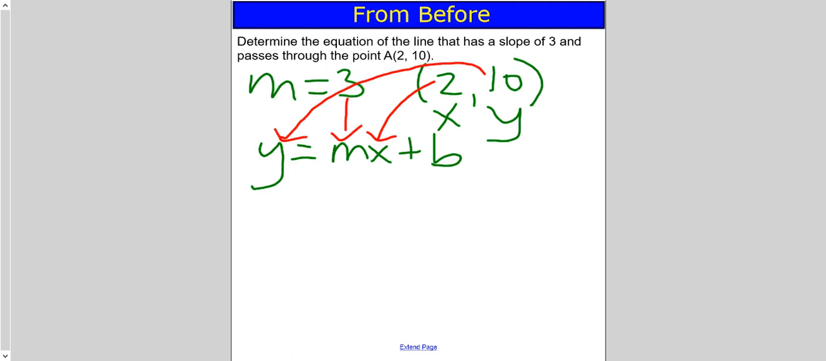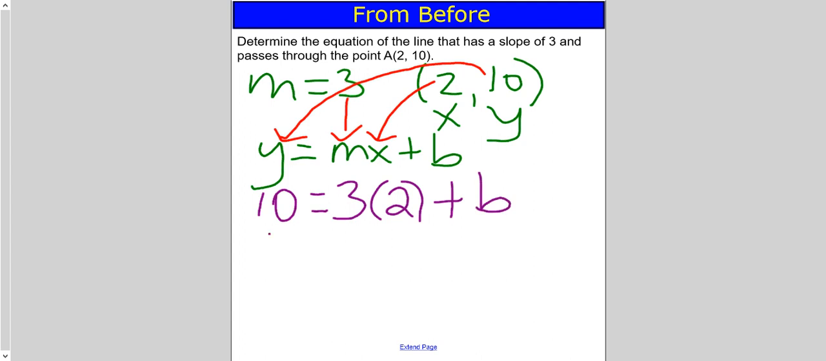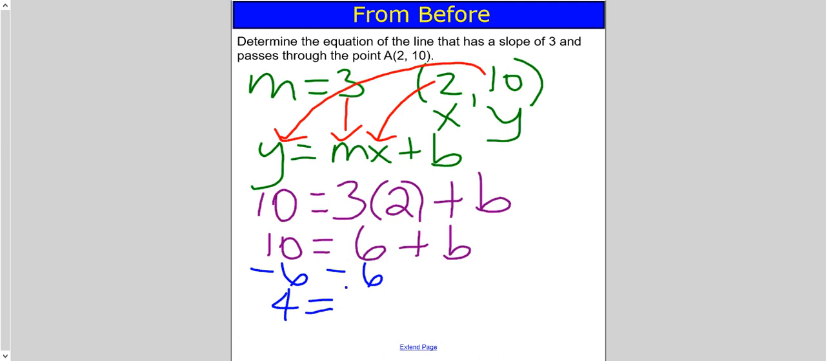So let's go ahead. My y value was 10. My m value is 3. My x value is 2. Notice I'm going to put those in brackets because it means multiplication, plus b. Well, 3 times 2 is 6 plus b. And then I want to solve for b. So I'm going to subtract 6 from each side, and I get 4.